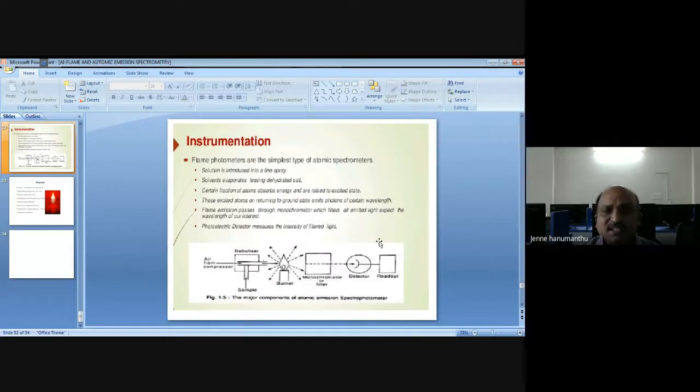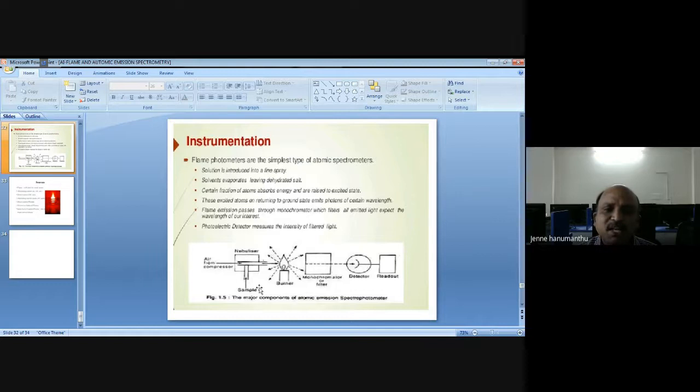See, this is a simple diagram that we are going to use in atomic emission or flame emission spectroscopy. This is the sample that is going to be given. This is the nebulizer, and this is the air from the compressor. From the compressor we apply some air, and we supply the sample to be analyzed to the nebulizer.